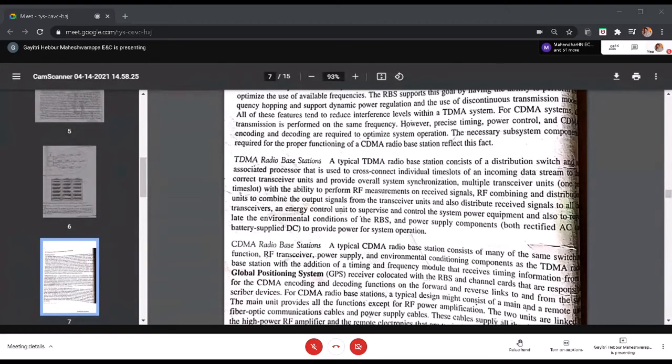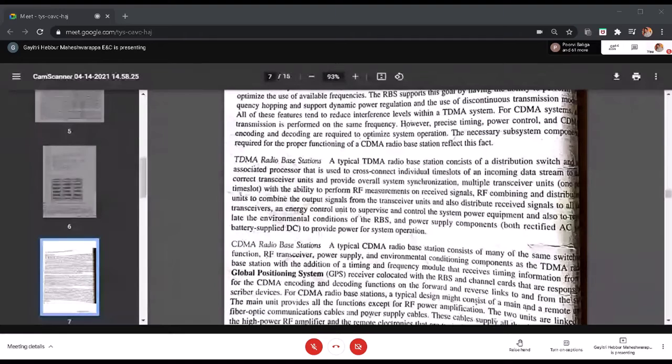Obviously, in any TDMA system we require synchronization and multiple transceiver units, one per time slot, with the ability to perform RF measurements on received signals. Then we also have a transceiver system energy control unit to supervise and control the system power requirement and also regulate the environmental conditions of the radio base stations. The power supply components, both rectified AC and battery supply DC, provide the power for system operations.